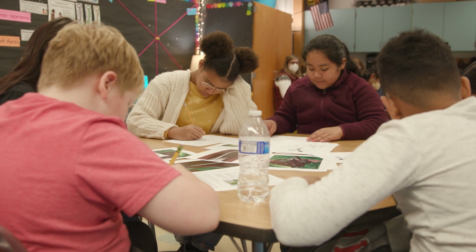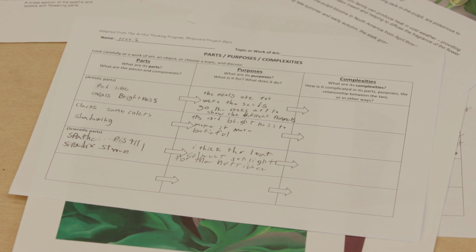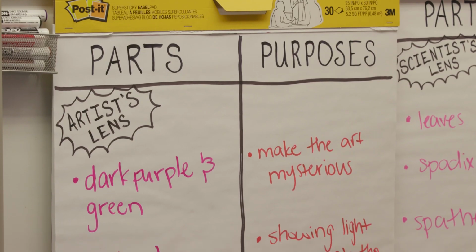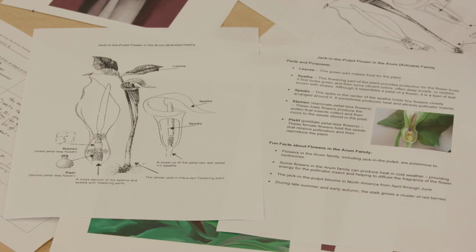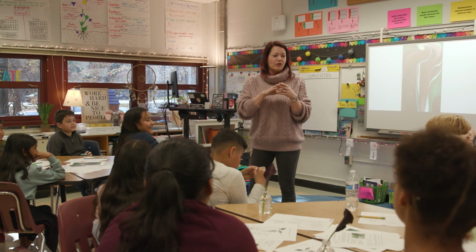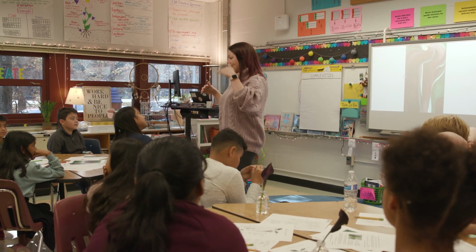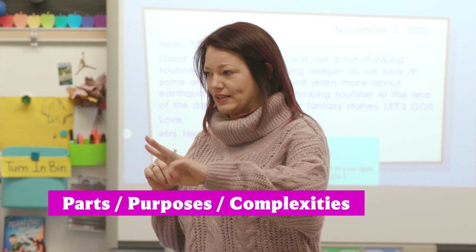She invites students in her science class to think like artists and scientists, using the parts, purposes, complexities routine to uncover the complexity of a flower and understand systems in the natural world. Today we're going to be looking through the lens of an artist and a scientist. While we do this, we're going to do the same thinking routine that we've done before in science. That's going to be parts, purposes, complexities.